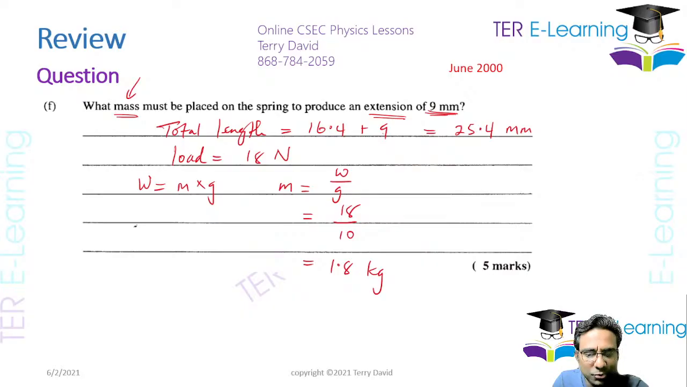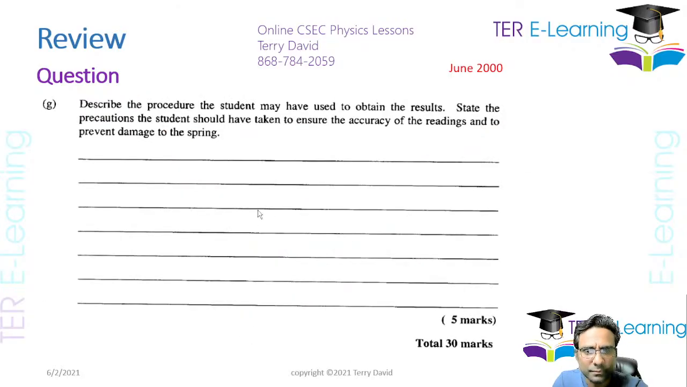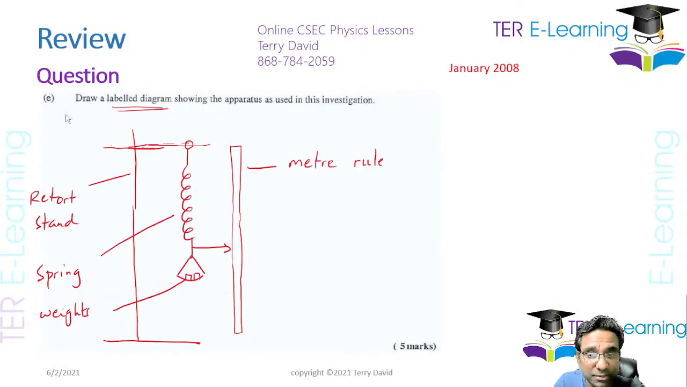Alright, so I hope you are not too lost. Right, and last part, describe the procedure that the student may have used to obtain the results, state the precautions, and so on. So basically, it's the same diagram we just drew, right? The same diagram that we drew in the previous question. So I'm not going to draw it again. This is the diagram they want. You just need to describe the procedure.